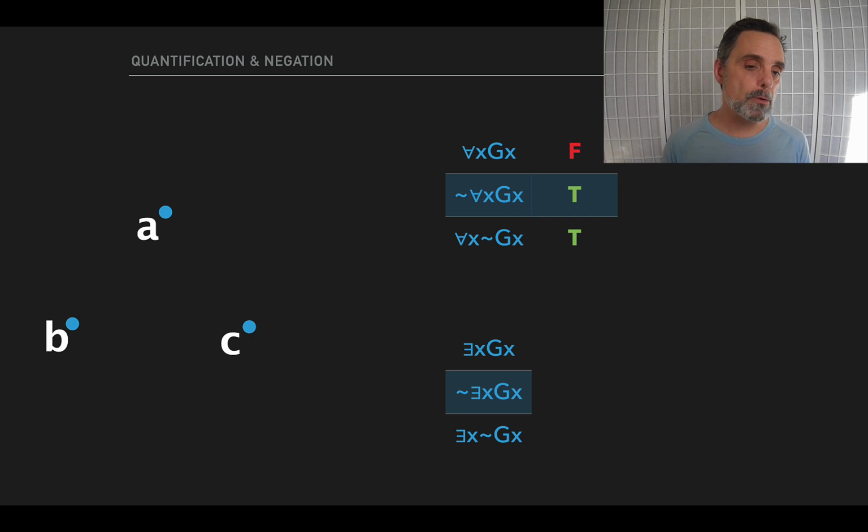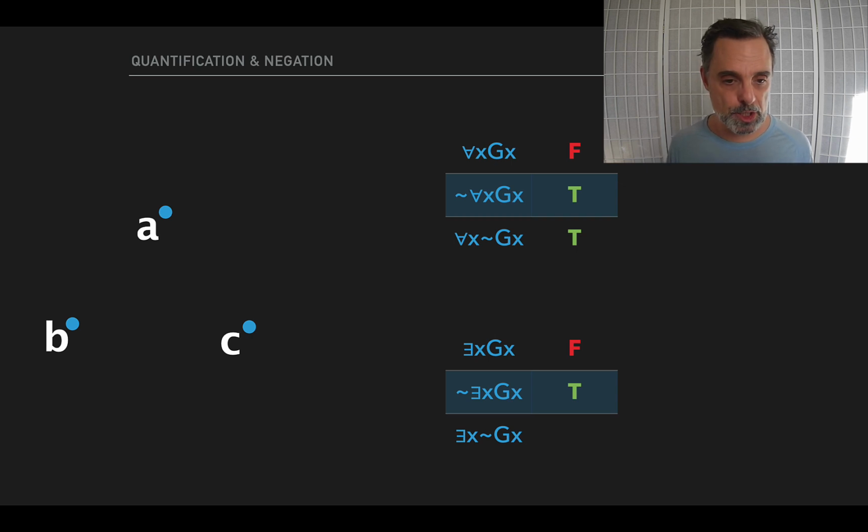Good. What about some x gx? Does anything make gx true? A does not make gx true. B does not make gx true. C does not make gx true. So there's nothing in that universe that makes gx true. So some x gx comes out false. Therefore, its opposite comes out true.